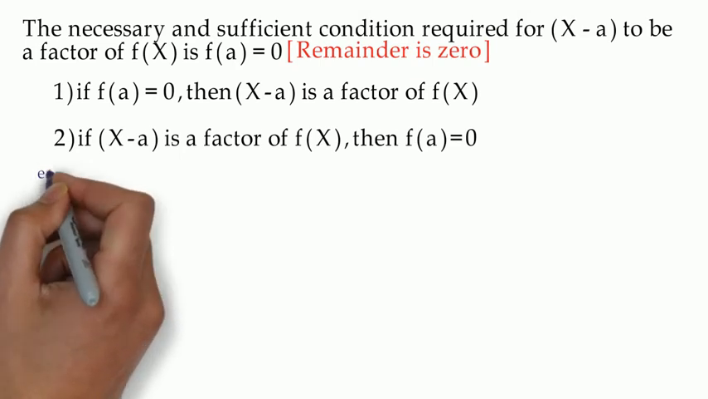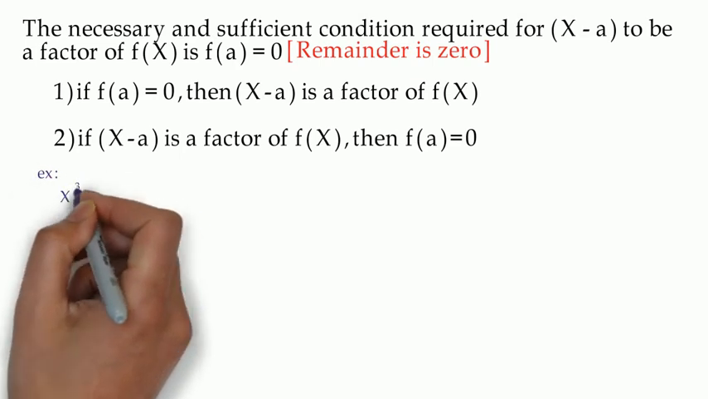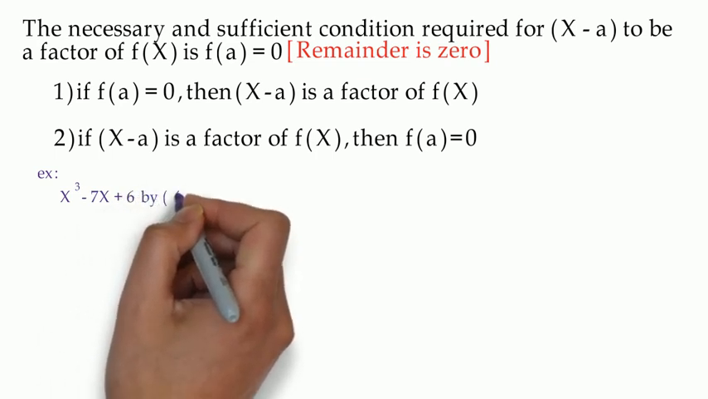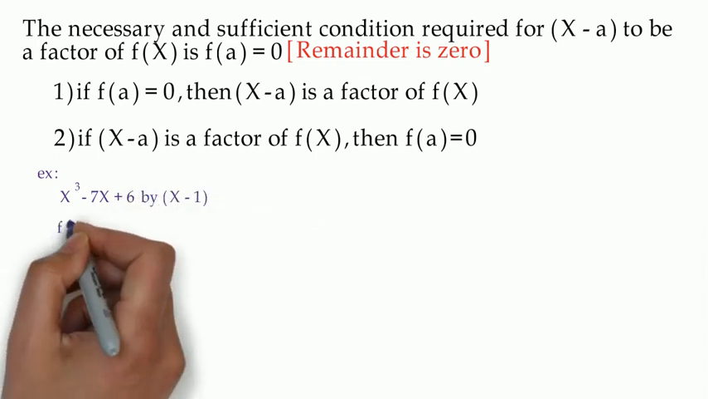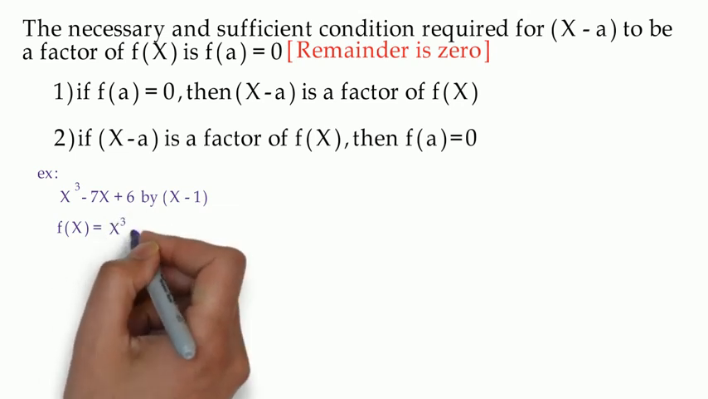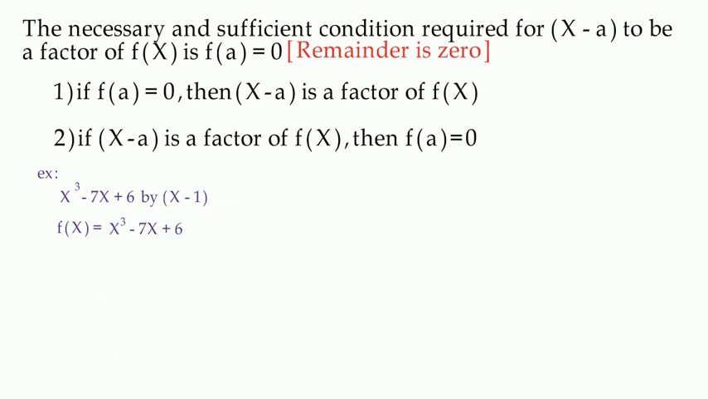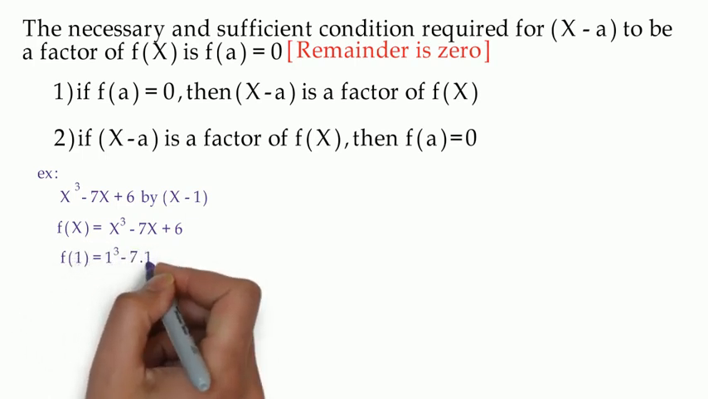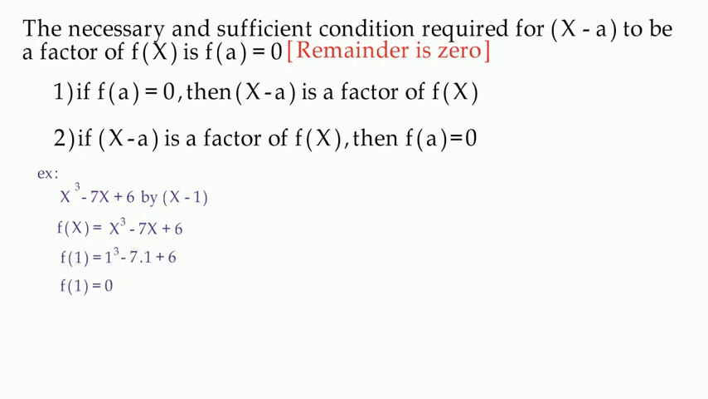Let's see an example. x cubed minus 7x plus 6 divided by x minus 1. f(x) equals x cubed minus 7x plus 6. And when you put x equals 1, you get f(1) as 0. We can say x minus 1 is a factor of f(x) by factor theorem.